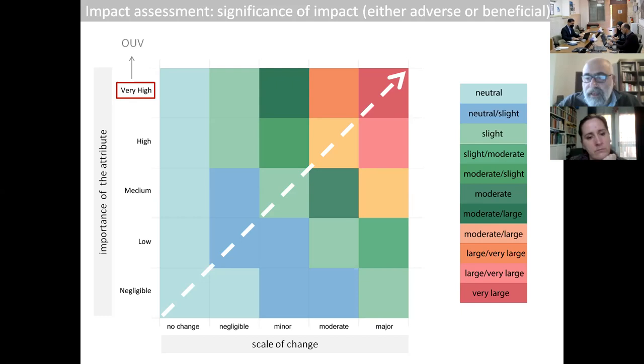That is also the same between moderate and moderate large. So in this case, you should always remember that attributes related to outstanding universal value are very important attributes, so they should be considered at a very high scale. So the scale of severity should go from no change to major, the very last row of this diagram.